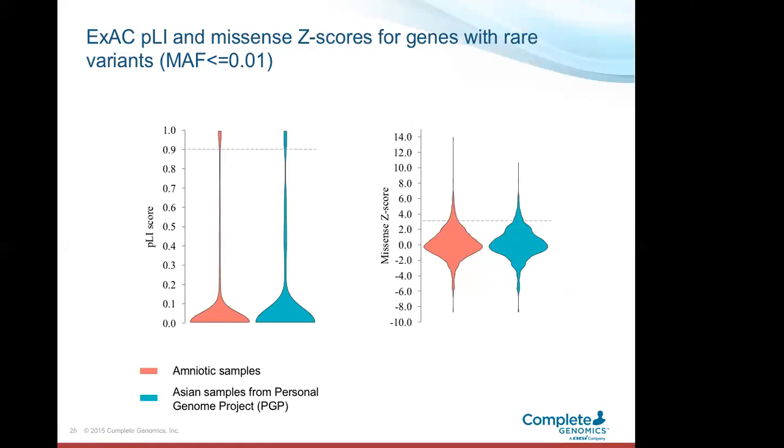It will be interesting to look in detail at the variants in genes with pLI scores above 0.9, which are highly intolerant to loss of function mutations. And potentially these variants could be causing genetic defects or phenotypes in these newborns.